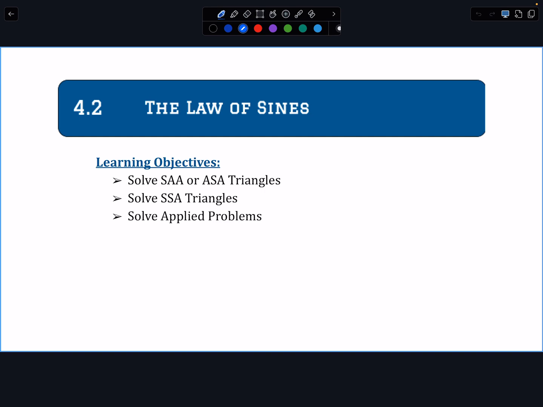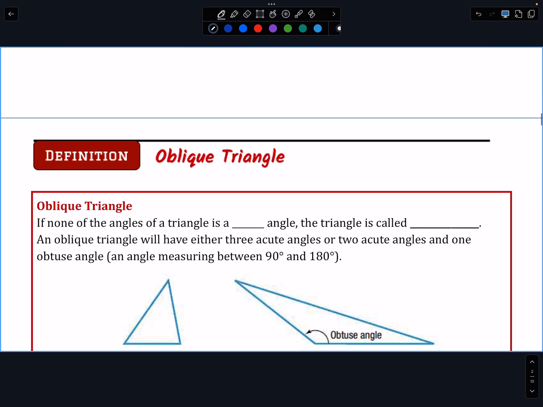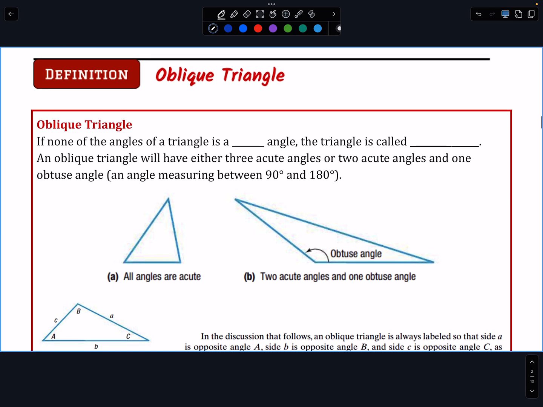Okay? So, in this section, you guys will learn how to solve. By S and A, we're talking about sides and angles. So a side angle angle or an angle side angle triangle, and how to solve side side angle triangles. And then we're going to do one word problem with these at the end. All right, so definition.